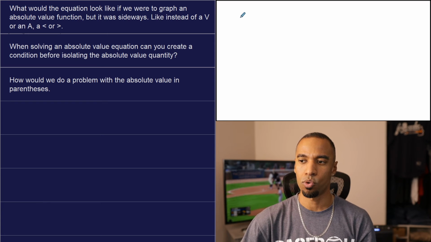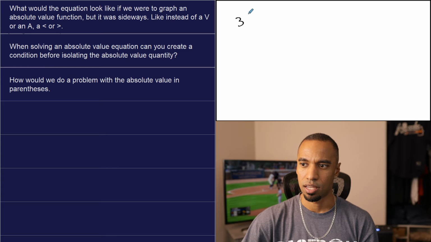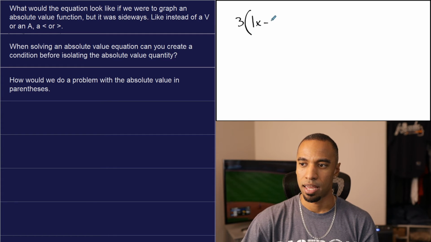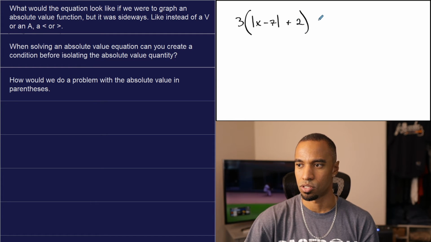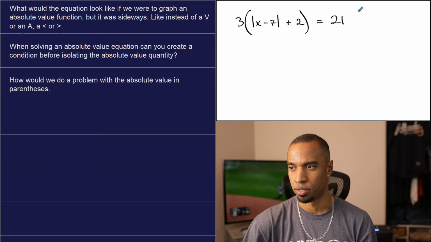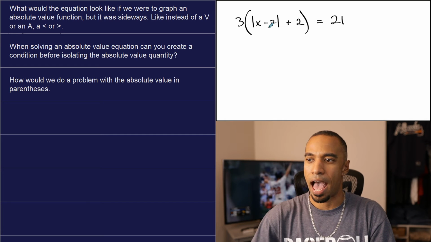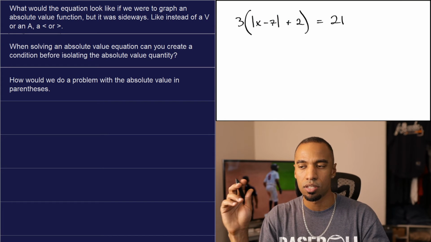What they're saying is, if you have some sort of, I've been using that 3 thing, right? So let's do 3 times the parentheses, absolute value of x minus 7 and then plus 2. I want this to come out cleanly here. So let's say equals 21. Equals 21 here. So how do you do it with an absolute value inside parentheses?